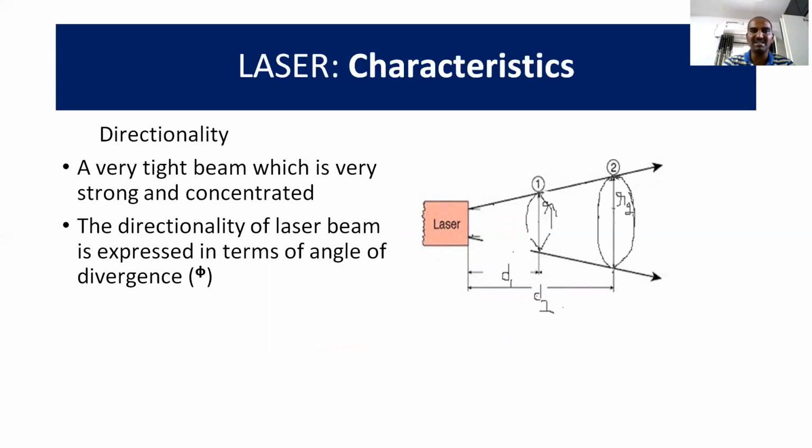The directionality of a laser beam is expressed in terms of the angle of divergence. So what is meant by the angle of divergence? It is twice the angle made by the outer edge of a laser beam with the axis of the laser beam at the center of the laser light. Simply, it is twice the angle made by the outer edge of the laser beam at the axis of the laser beam with reference to the emitting source.